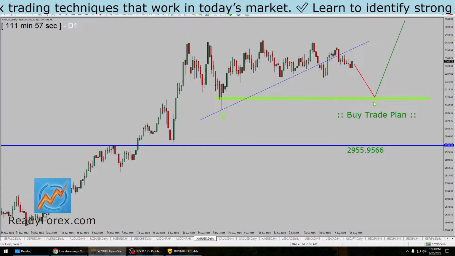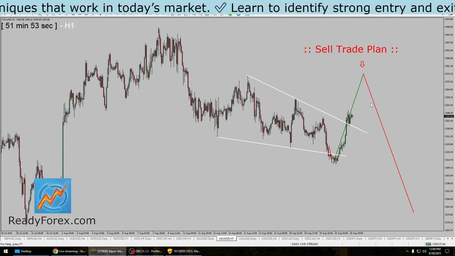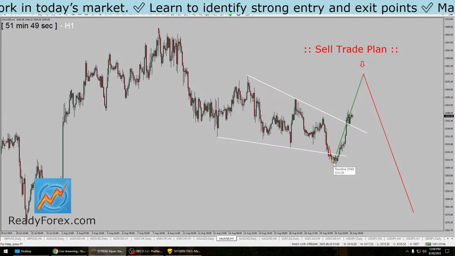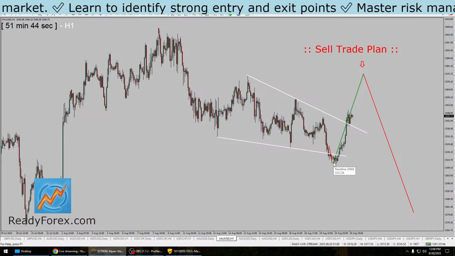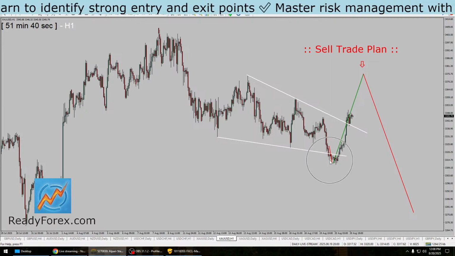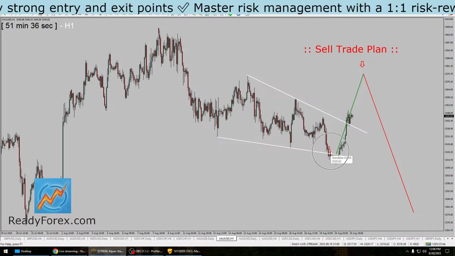This is the buy trade plan. If you go over to a smaller time frame, this was the wedge shape pattern which I already discussed when I did the New York market session yesterday. So this is what I've told you, that most of the time you get a false break to the downside, and this is exactly what happened.